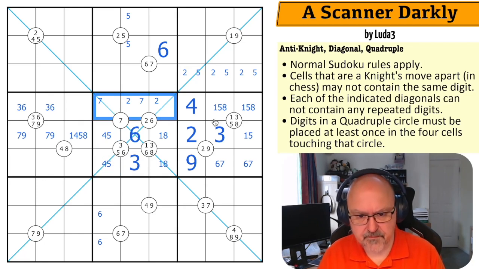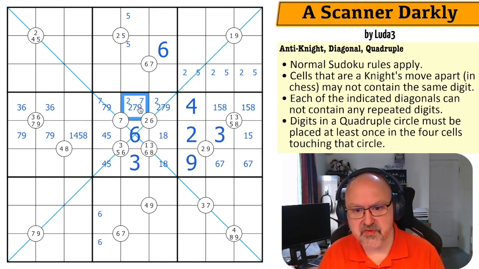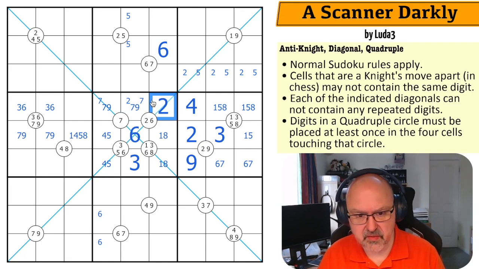So these are 1, 2, 3, 4, 5, 6, 7, 8, 9. 2, 7, and 9. But there's no 2 there. Why have I got no 2 there? Oh, because of the quadruple. 2 is not there because of the 2, 6 quadruple, and this 2 takes 2 out of there. So this is the 2. And this is a 7, 9 pair.